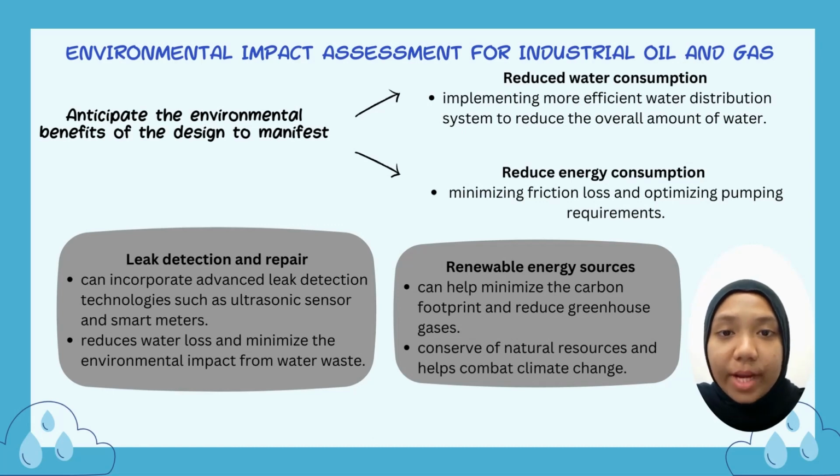Then, environmental impact assessment for industrial oil and gas. We anticipate the environmental benefit of this design to manifest, which is reduced water consumption. By implementing a more efficient water distribution system, we reduce the overall amount of water used in industrial processing to conserve water resources. Second, reduced energy consumption. By minimizing friction loss and optimizing pumping requirements, we reduce the overall energy consumption. This helps reduce greenhouse gas emissions.